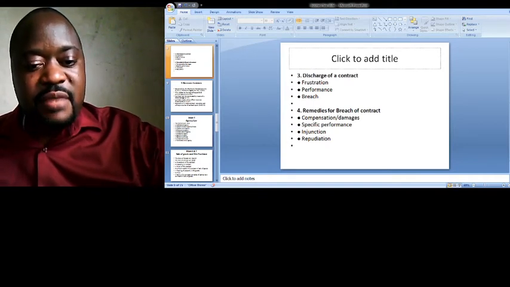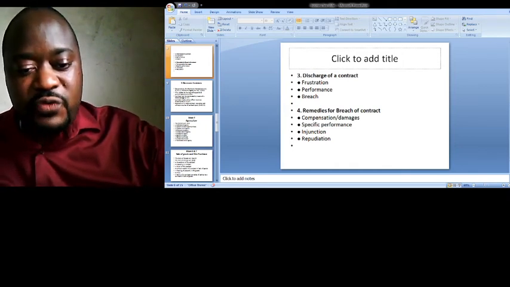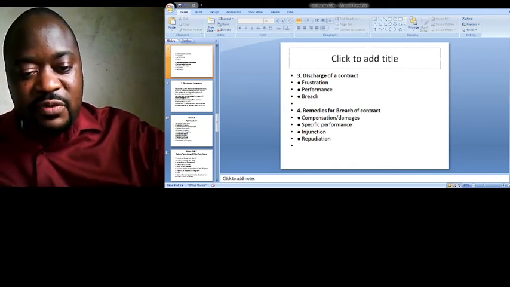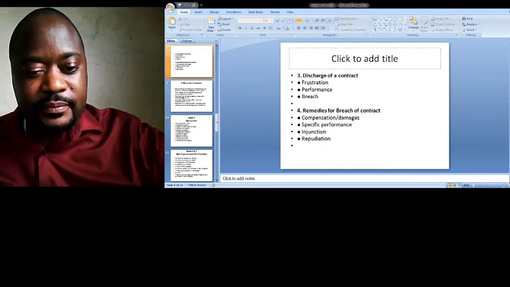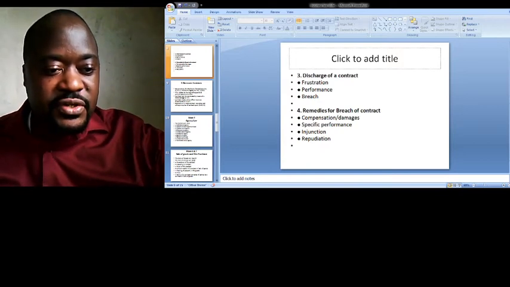Then, if time allows, still under the law of contract, we'll look at the remedies for breach of contract, some of which include compensation, specific performance, injunction, and repudiation.